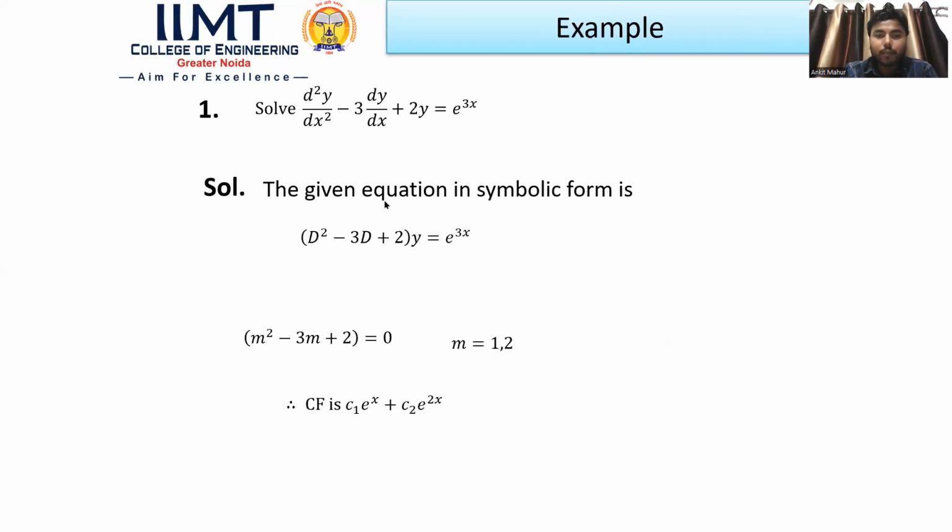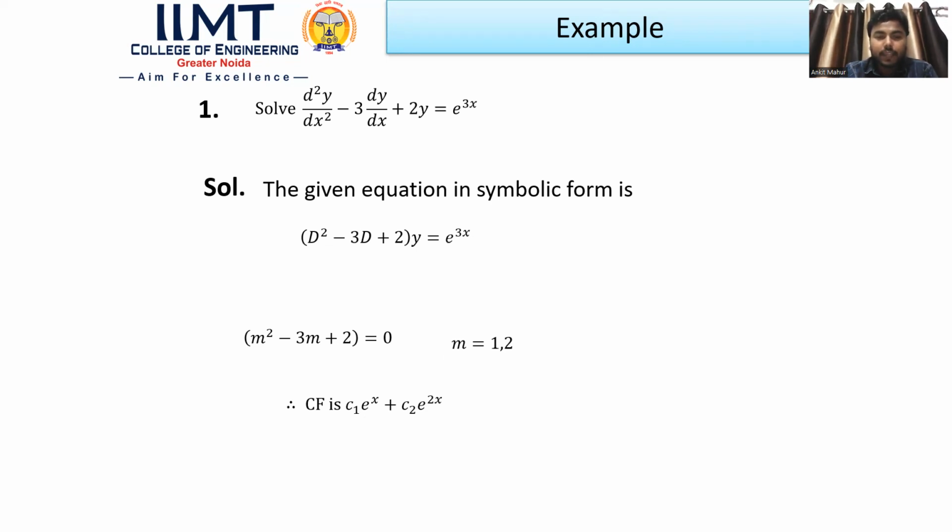Let us discuss some examples. Solve d square y upon dx square minus 3 dy upon dx plus 2y equals e power 3x. First we write the equation in symbolic form: (D square minus 3D plus 2) y equals e power 3x. The auxiliary equation is obtained by replacing D by m and y equals 1. So we get m square minus 3m plus 2 equals 0. Solving, the values of m are 1 and 2. Both roots are real and distinct. Then CF is C1 e power x plus C2 e power 2x.